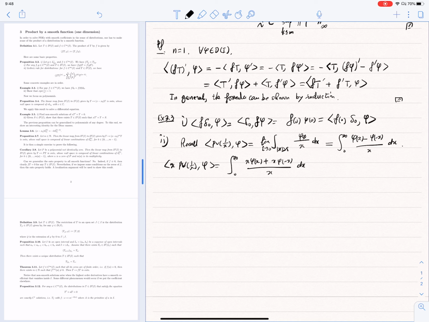So we can do some simplification. We see that it is the integral of phi(x) plus phi(negative x), and by a change of variable, it becomes the integral of the function over the whole real line. And this is nothing but the constant 1, the distribution associated with the constant 1 applied to phi.